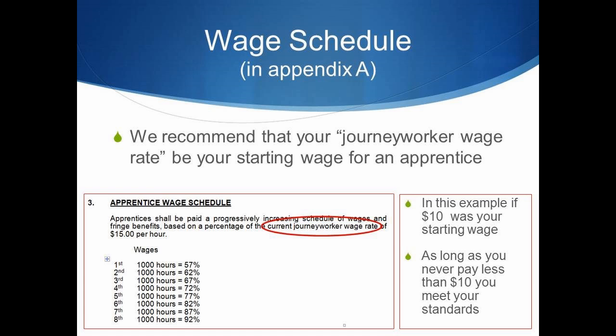The wage rate you indicate in Appendix A is the minimum wage you expect to pay at the end of the 8,000 hours of the apprenticeship training. Our recommendation is that you use your apprenticeship starting wage as the minimum final wage. By doing this, you give yourself maximum flexibility with pay increases. You could actually never give the apprentice a pay raise and still meet your apprenticeship standards. Of course, you can always pay the apprentice more than your standards rate.